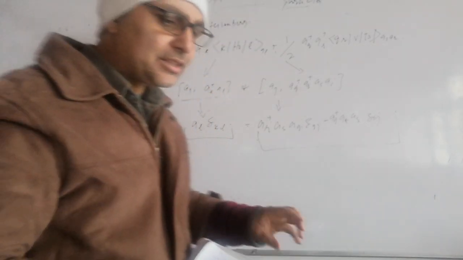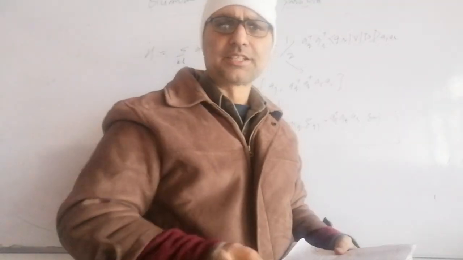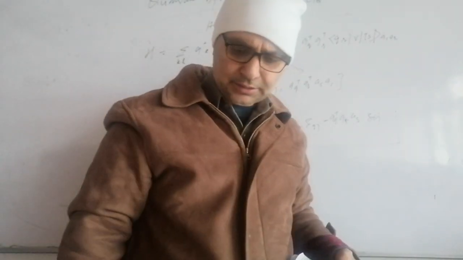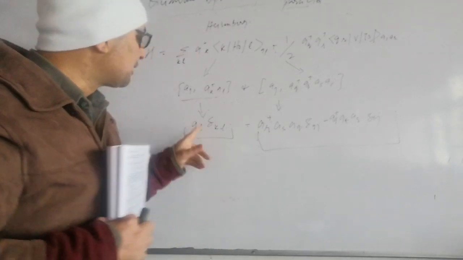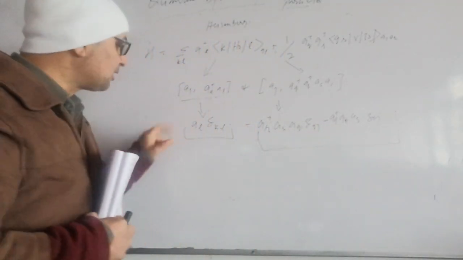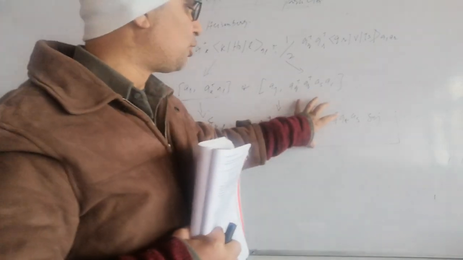Just hear my words, then you can compensate from the book. You can simultaneously see the soft copy of the book and see the equations. What I'm trying to say is that for one particle state and for two particle state, the commutation relations in terms of the equation of motion come out to be this, and this.